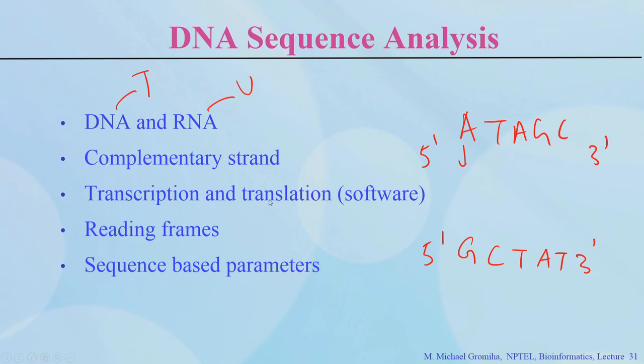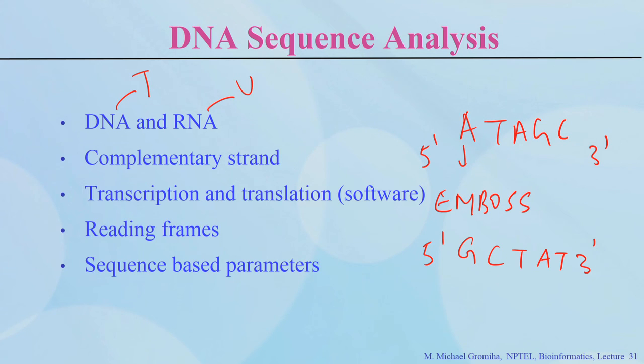Then we discussed transcription and translation, also the degeneracy from the codons to the amino acids. And what software did we discuss for translation as well as this complementary strand? EMBOSS. What is EMBOSS? European Molecular Biology Open Software Suite. This contains various packages. We can use these packages to get the various parameters of this DNA.